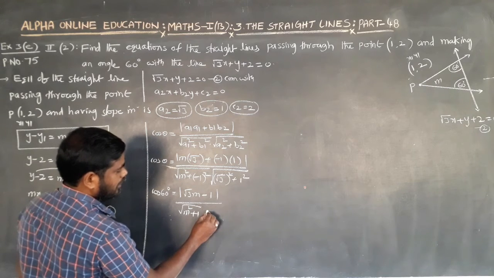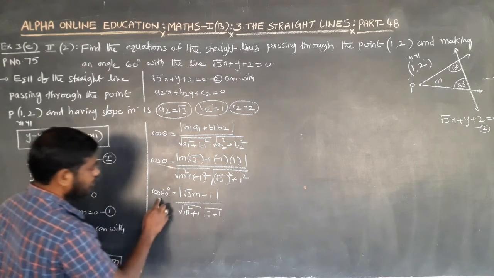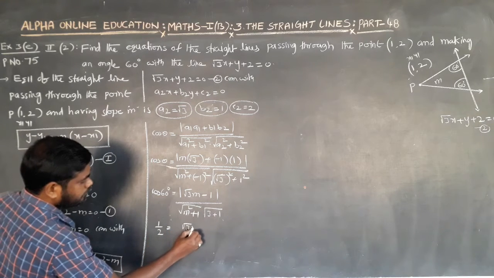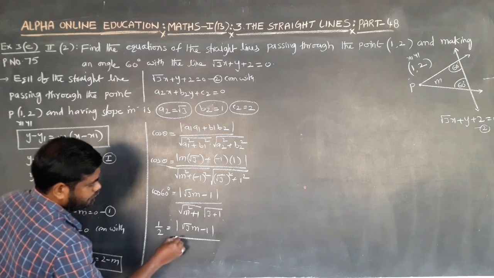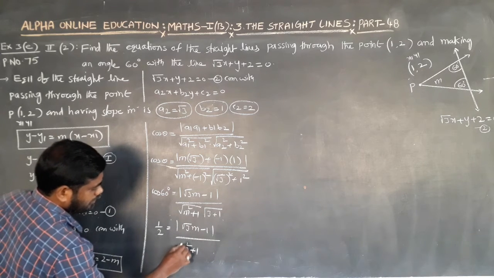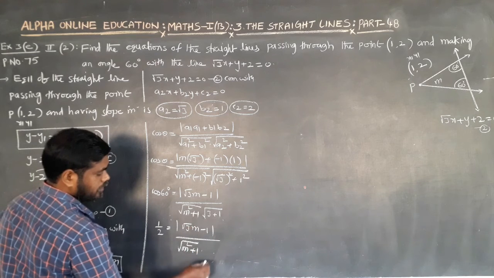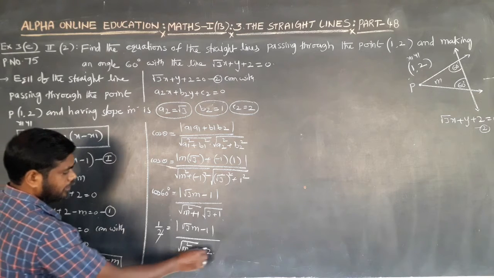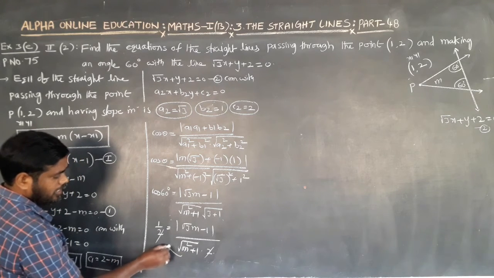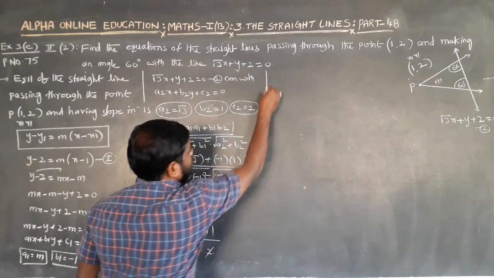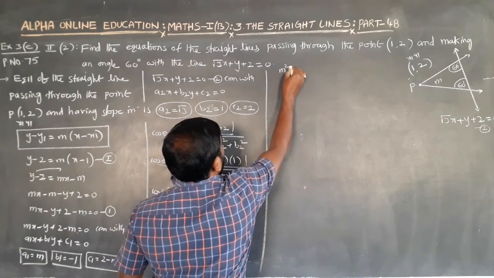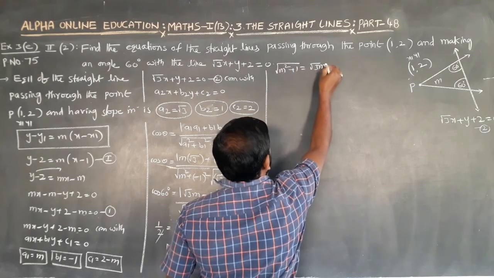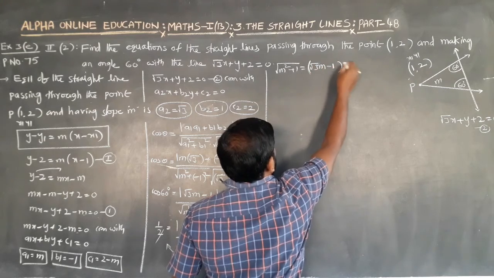Here the square roots cancel, 3 plus 1. Cos 60 degrees, 1 by 2, is equal to (root 3 m minus 1) by root of (m square plus 1) into root of (3 plus 1), which is root 4. Root 4 means 2, so both sides 2 get cancelled. Taking root of m square plus 1 on the left side, root of m square plus 1 is equal to root of 3m minus 1.